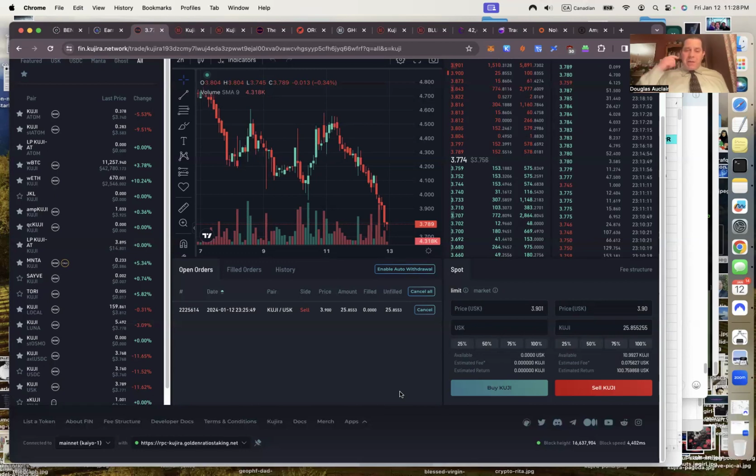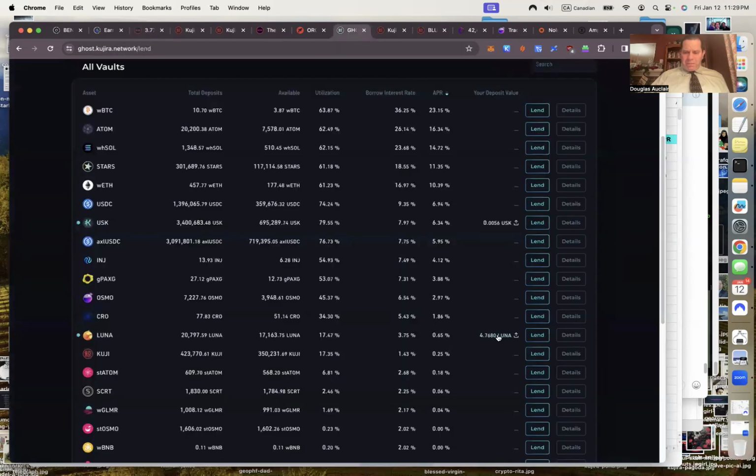So I started with no Kuji, no Luna, and none of these other assets. At the end of the year, let's see how much of these assets I accumulate. And we can just check Ghost and boom, gives us the report. And then will I have more USK at the end of the year? I'm betting the answer to both is yes. So let's see how this journey goes.